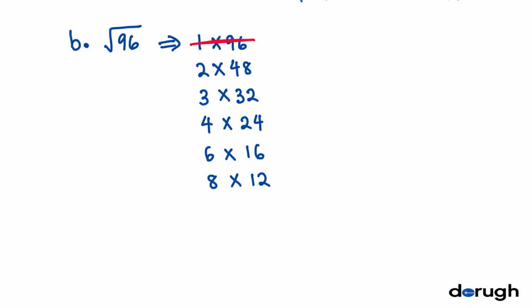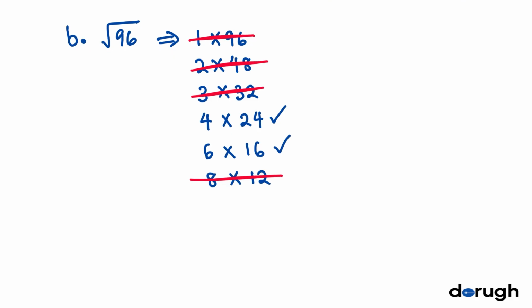2 is not a square, neither is 48. 3 is not a square number, neither is 32. 4 is a square number, so we'll keep that for now. 6 is not a square number, but 16 is a square number. 8 is not a square number, and neither is 12. So in this case, we've established two possible ways that we can split square root of 96.